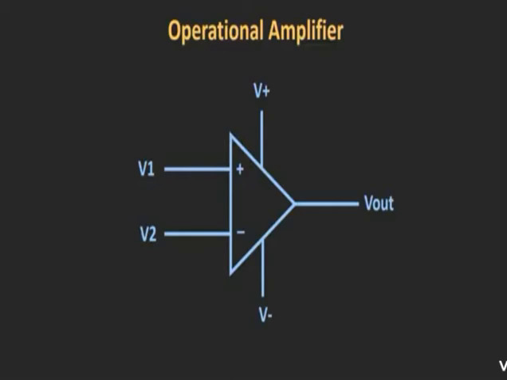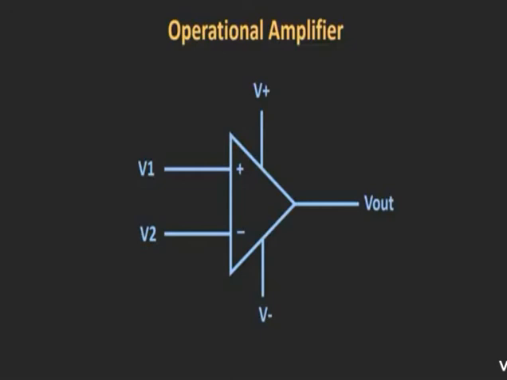Now in this operational amplifier, the input terminal which is positive is known as the non-inverting terminal, and the other input terminal which is negative is known as the inverting terminal. So this operational amplifier is one kind of differential amplifier with a single output. It means that this amplifier amplifies the difference between the two inputs.